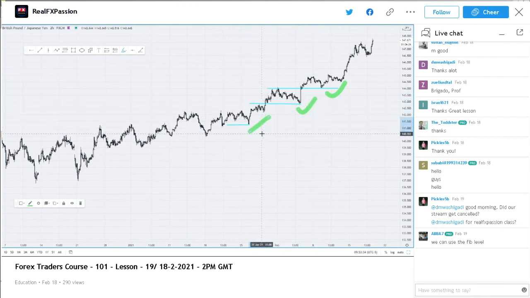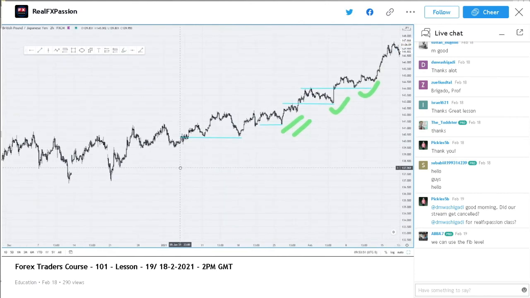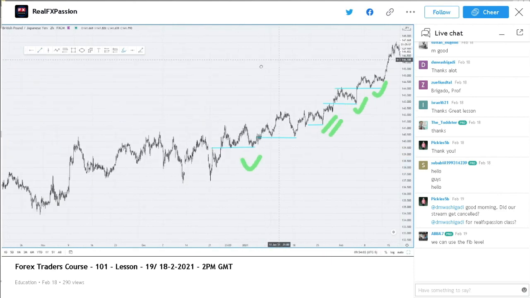No past support, and no past support. Well, maybe, right? Not the perfect one. Okay, what else? Let me see. Past support, past support, past support in here. Okay, past support in here. Can you see, everybody?